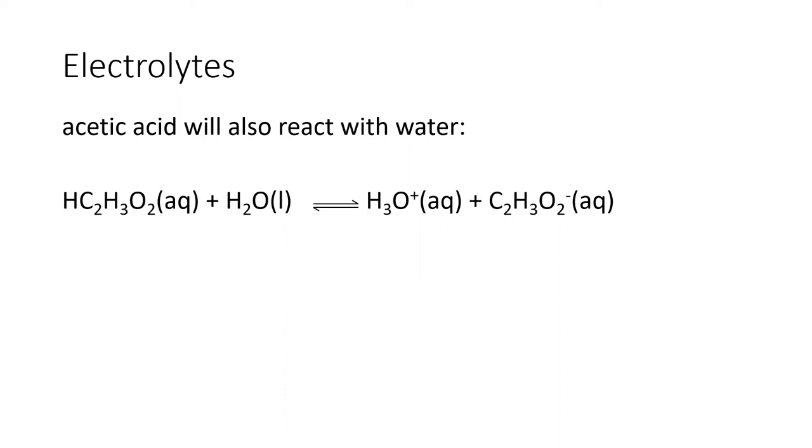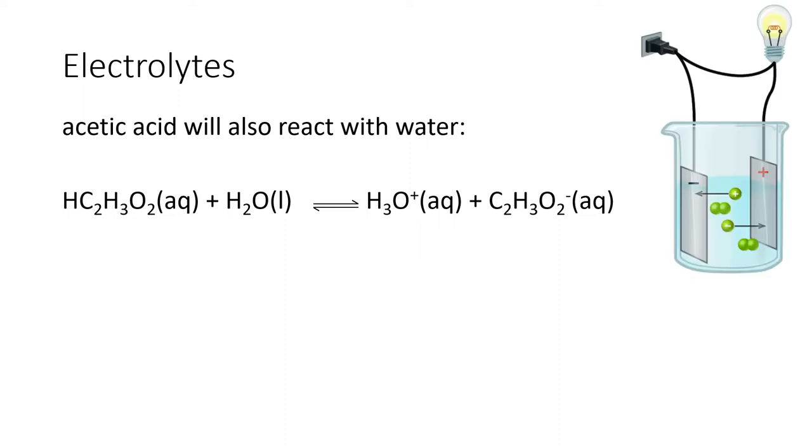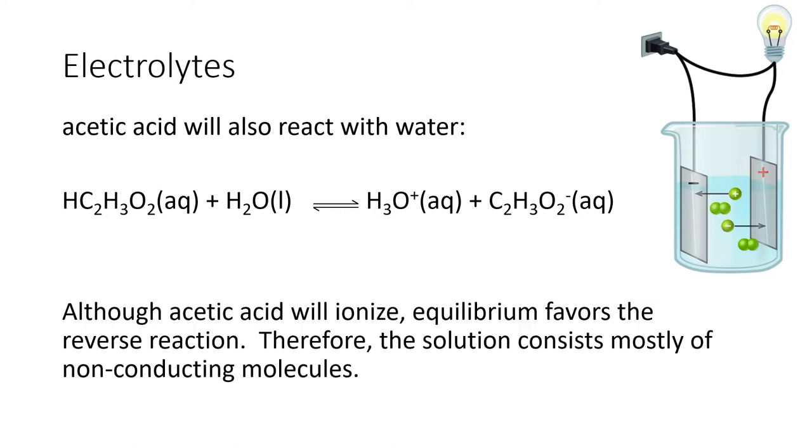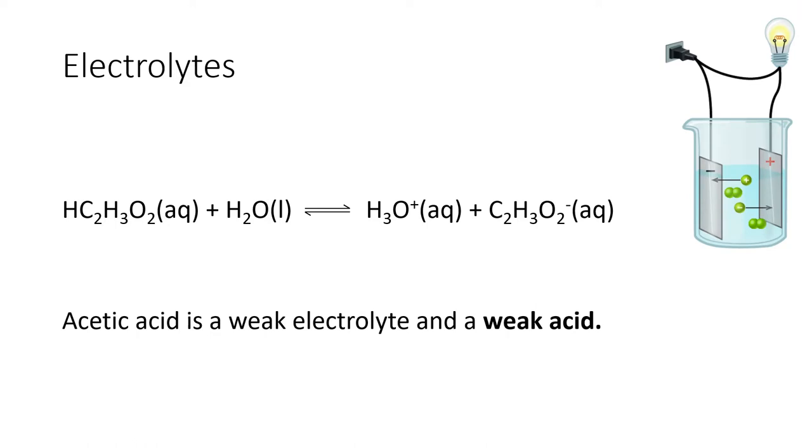We also tested acetic acid, and when we put that in water, we did get some ions, but the light bulb didn't light up as much. It was very faint, so it does conduct but weakly. It will ionize, but the equilibrium will favor the reverse reaction. It consists mostly of non-conducting molecules of acetic acid. Therefore, we classify acetic acid as a weak electrolyte, and therefore, since it's an acid, a weak acid.